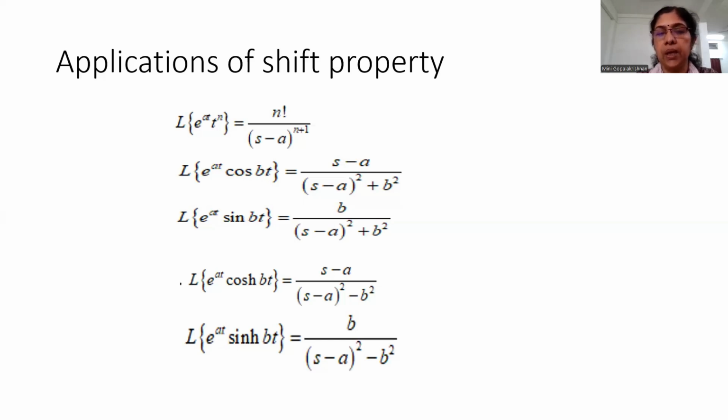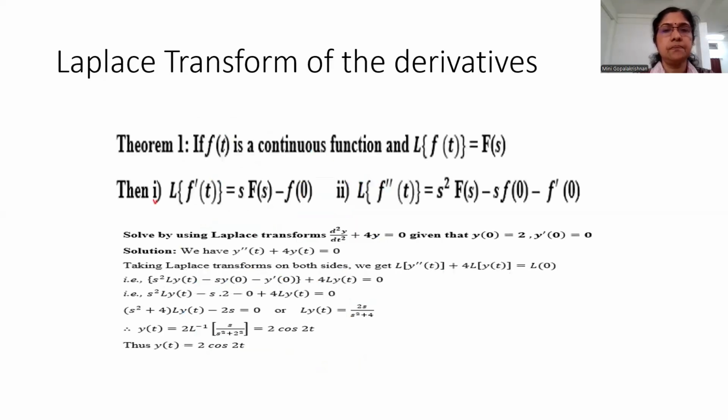And when e raised to at comes, shifting happens and the Laplace transform becomes s minus a by (s minus a) the whole square minus b square. In the same way, L of sinh bt will be b by s square minus b square. When shifting happens, as e raised to at comes into picture, it becomes b by (s minus a) the whole square minus b square. Now we'll have a look at the Laplace transform of the derivatives.